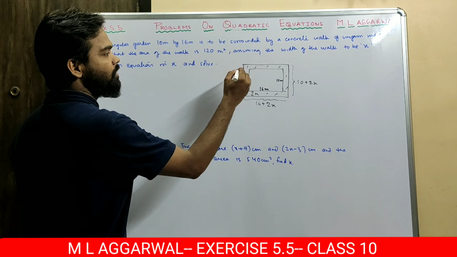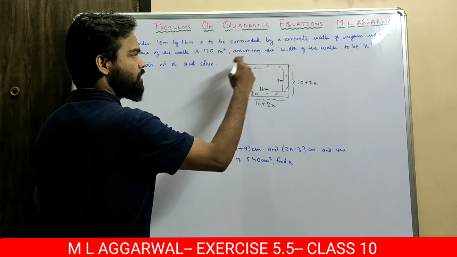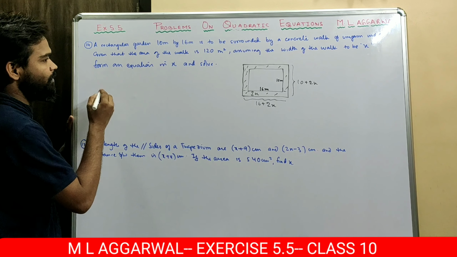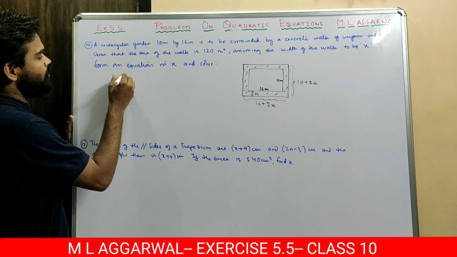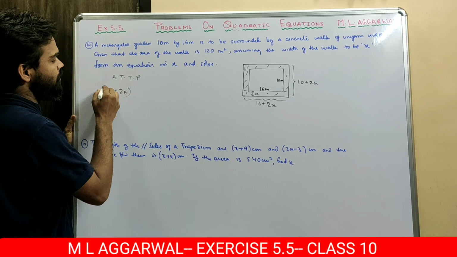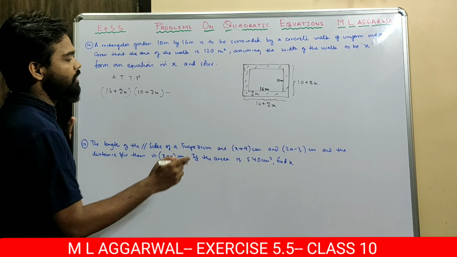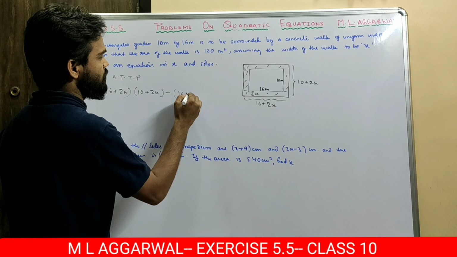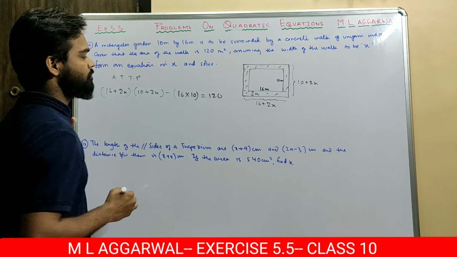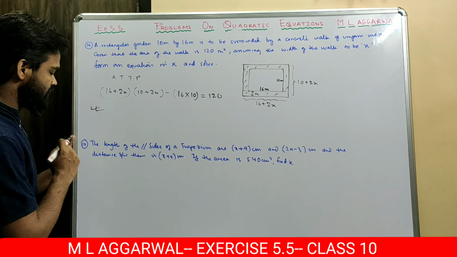Now how to get the area of the walk? The area of the walk will be outer rectangle area minus inner rectangle area, which means, can I write, according to the problem, the outer area, which is length into breadth, minus the inner area, which is 16 into 10. This will be equal to 120. Done. Clear?